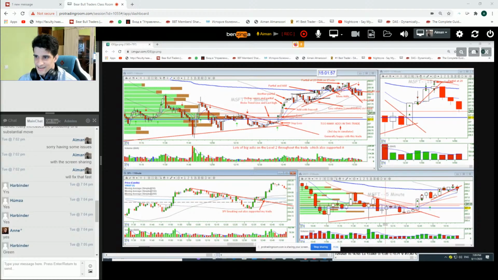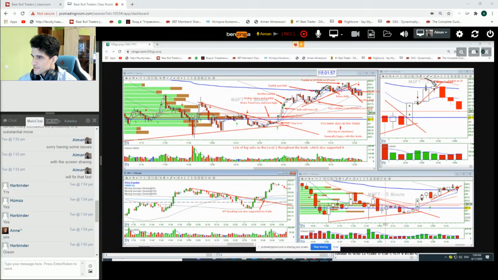This add here, again, I wouldn't have done that. Why is that? The breakout happened, right? And it could just simply go down and get you stopped out. We need to add after pullbacks or at breakouts after the pullbacks, not on the moves to the upside, right, Harbinger? But other than that, you did amazingly well.